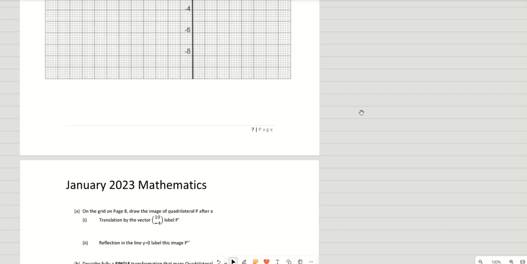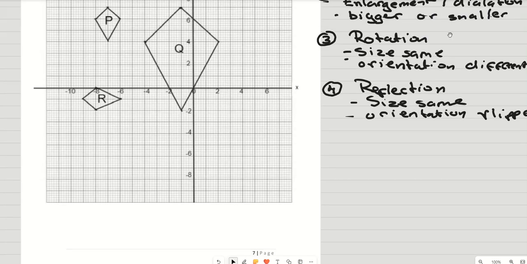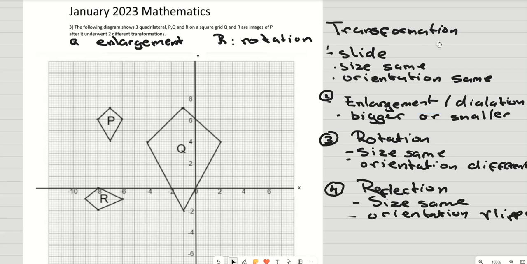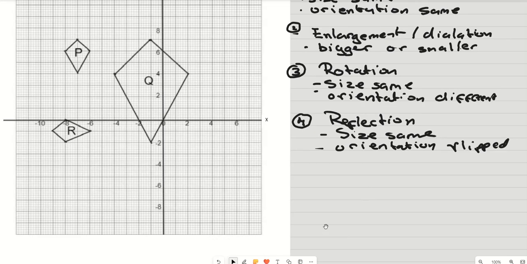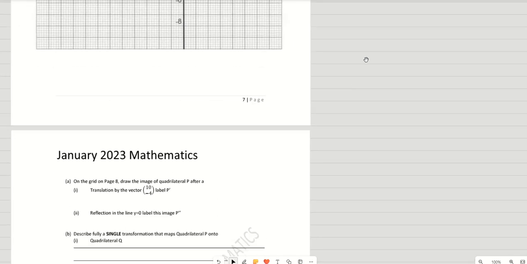All right, let's look at A. On the grid on page 8, that's just the previous page, draw the image of quadrilateral P after the translation by the vector (10, -4). Label it P1. Right? They said translation is known as slide, right? There are 2 ways to do it, right? The first way would be, again, if we see it's 10 and minus 4, the one on top, which is 10, would be your displacement along your x-axis, and the one at the bottom, which is minus 4, would be your displacement along your y-axis, right?